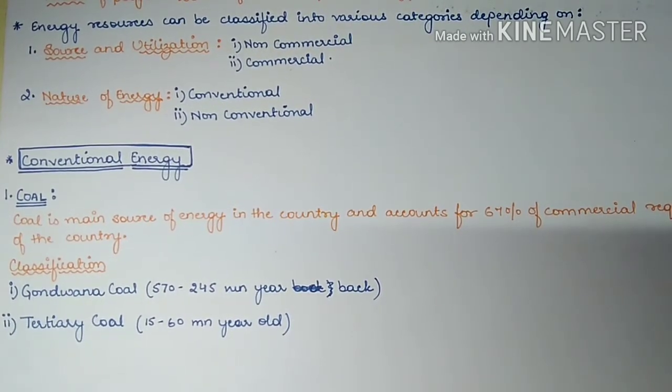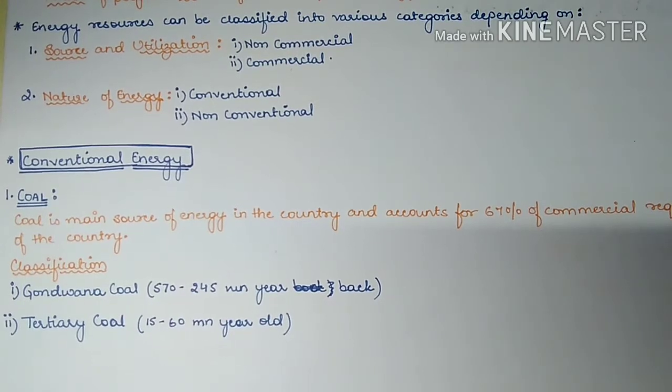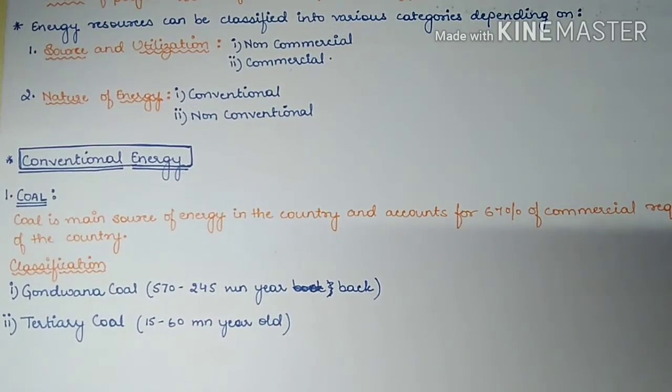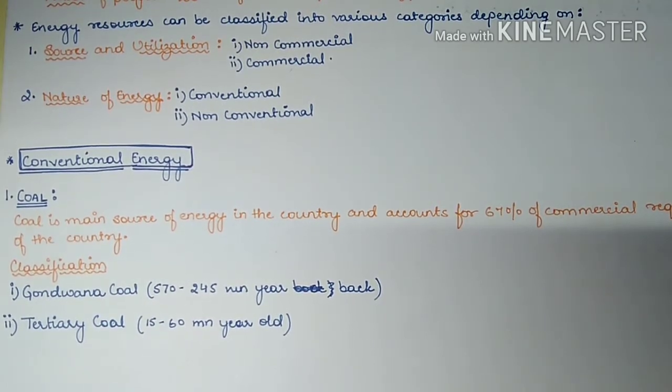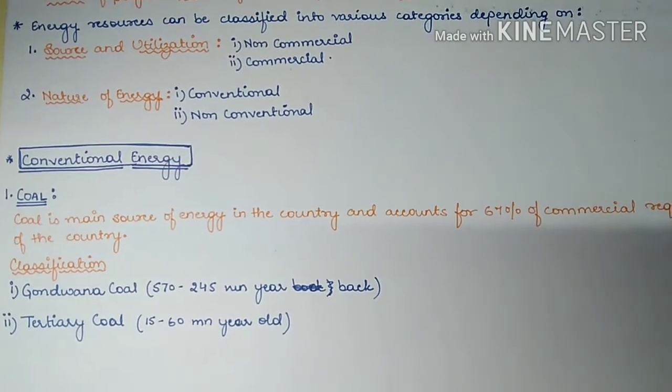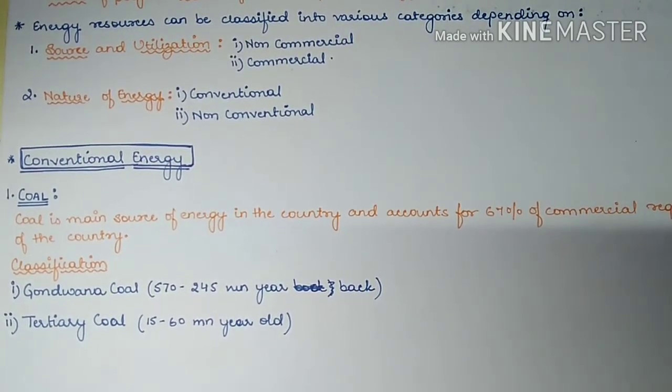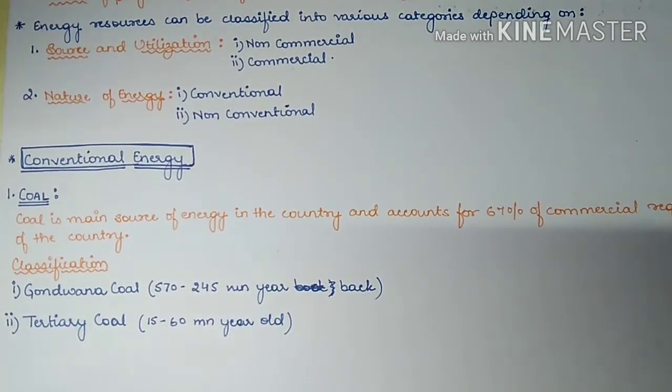Now, talking about tertiary coal, it is 15 to 60 million years old, and it is found in the rocks of the Oligocene period of the Tertiary era. It is also known as brown coal. The carbon content in this coal ranges from 30 to 35%. It is found in the states of Gujarat, Rajasthan, and Jammu and Kashmir. They are new coals, which means their quality is lower; they are lower grade coals.